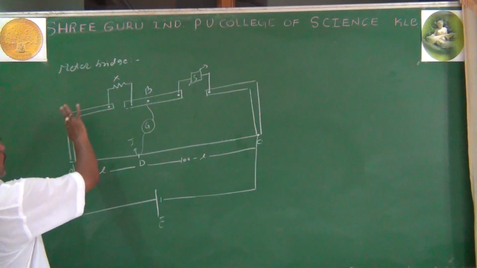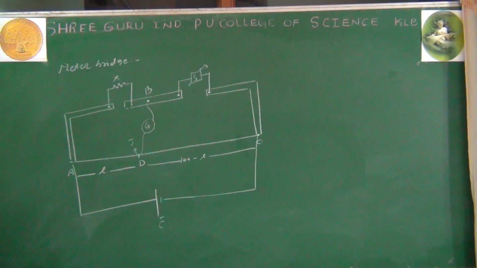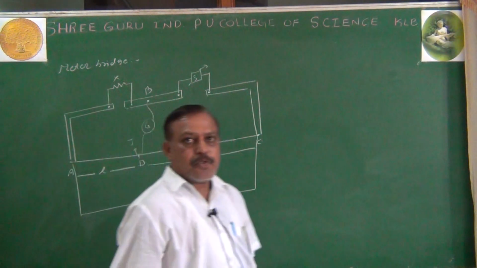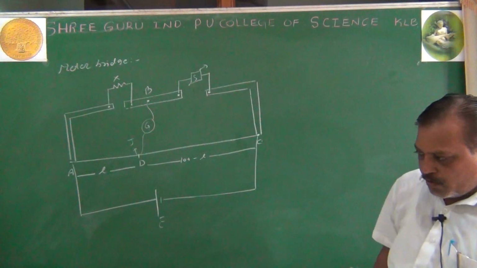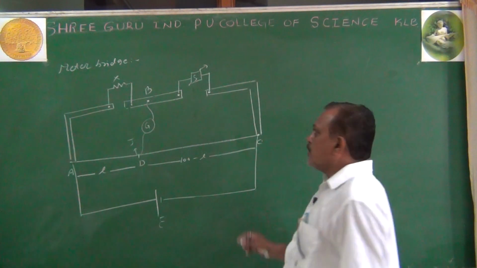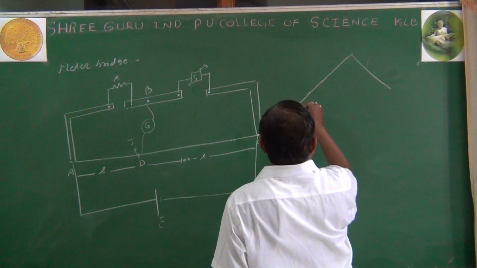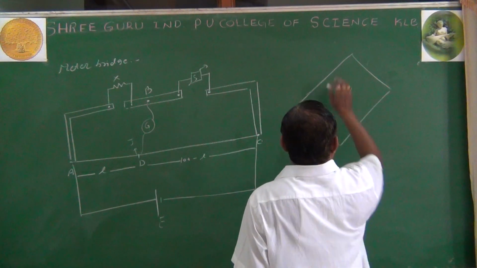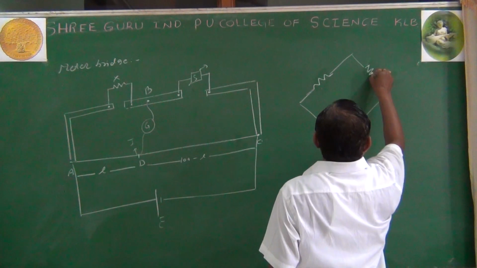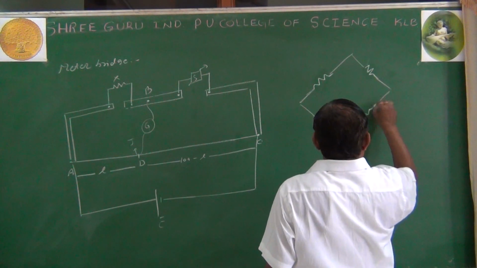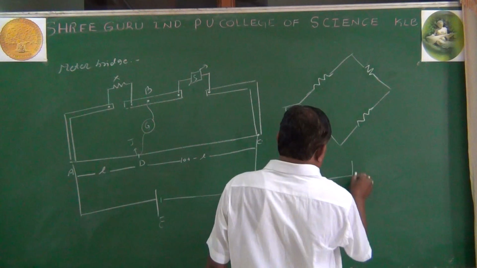Then I go for the schematic diagram of the Wheatstone network. I already said this is based on the principle of the Wheatstone network. What is the Wheatstone network? The Wheatstone network consists of a quadrilateral. Draw the equivalent circuit. Four resistors. Right. Now take the battery connection and connect it.